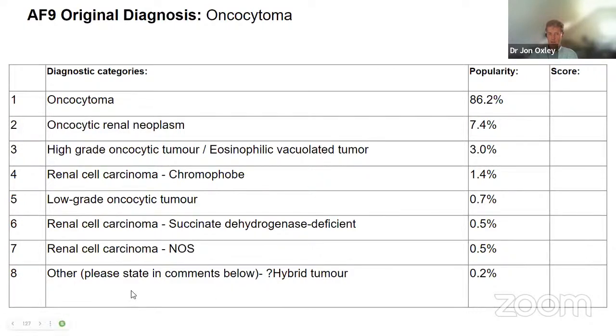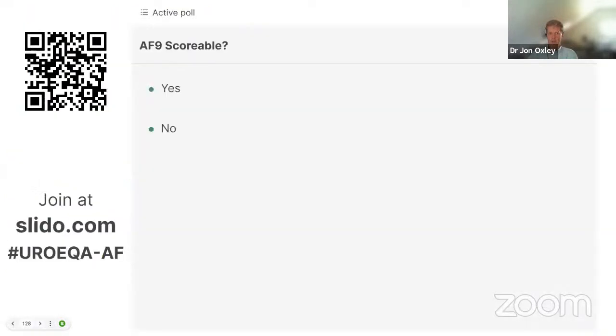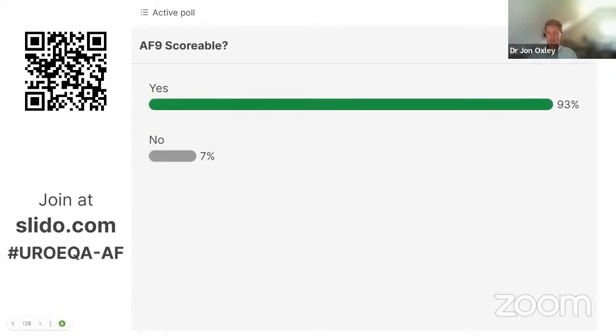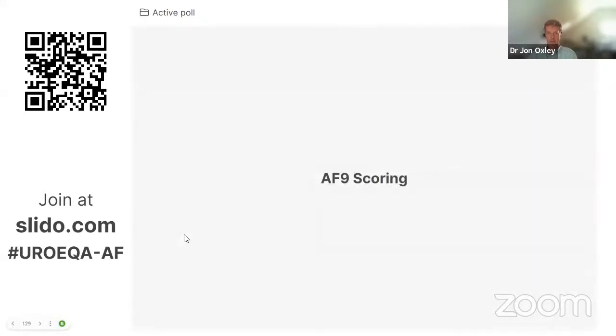And then the other thing was a hybrid tumor. So I'm going to ask if there were any comments, Nick? No, stunned everybody. Stunned again. Yes. So let's see if we can score this, please. Scoreable. I don't think I'm going to wait very long to do this. Thank you. And let's go on to doing the scoring, please.